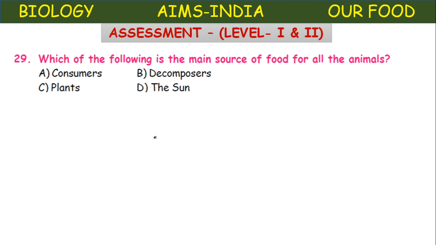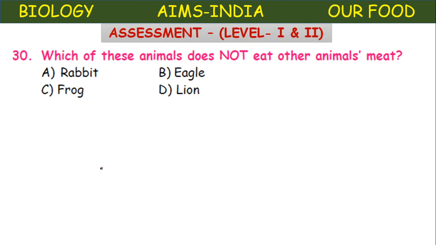Consumers, decomposers, plants, the sun. Plants are the main source of food for all the organisms on this earth. Which of these animals does not eat other animals' meat? Rabbit, eagle, frog, lion. It is the rabbit, which is a herbivore, which does not eat the flesh of other animals.